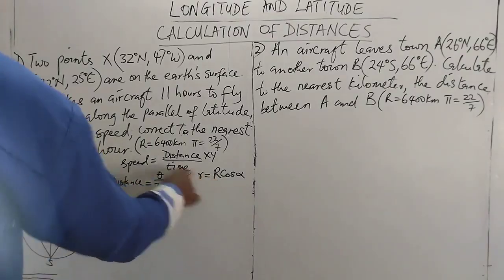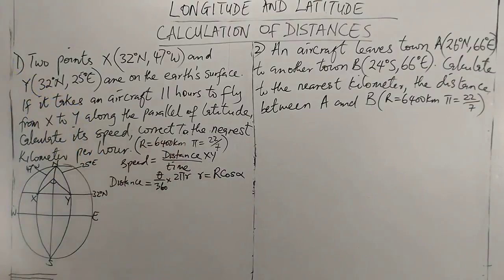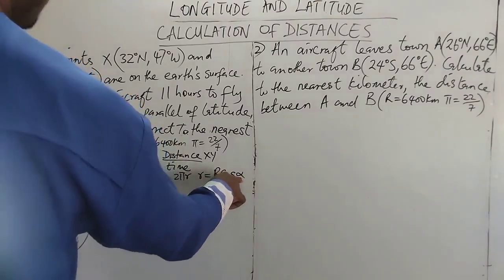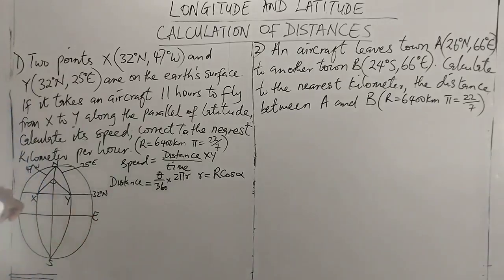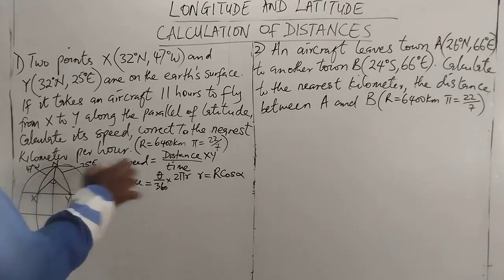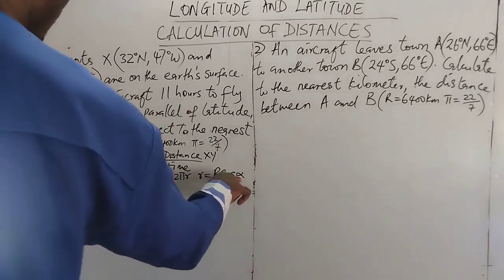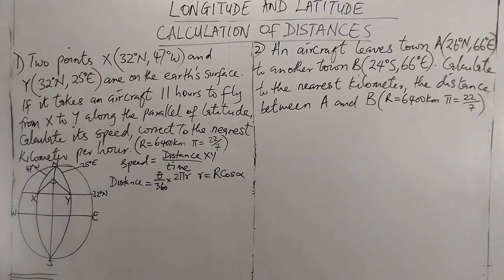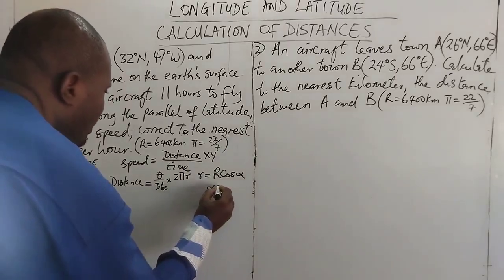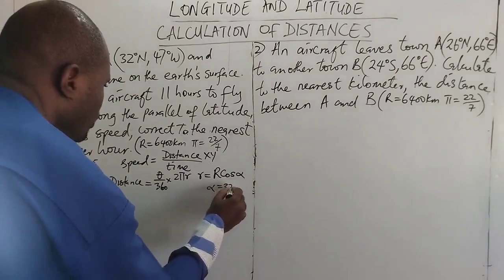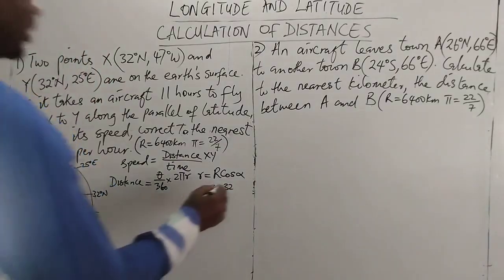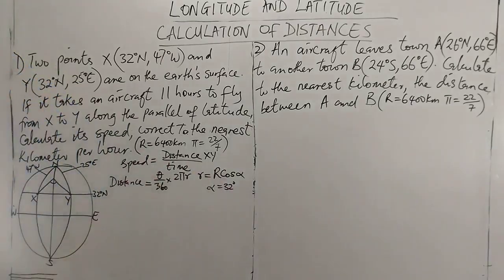So the big R is the 6,400 given. Then what about the alpha? The alpha is that latitude where both points lie, that angle of latitude where both X and Y lie. That is your alpha. So our alpha is 32 degrees.